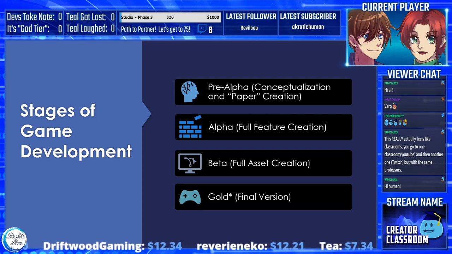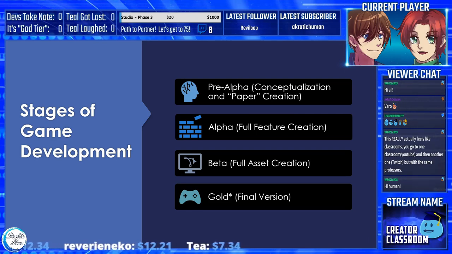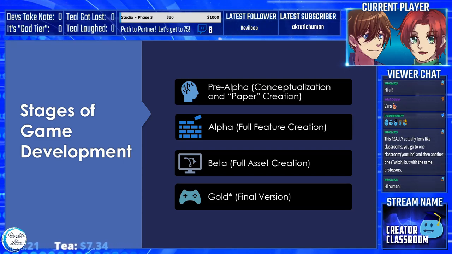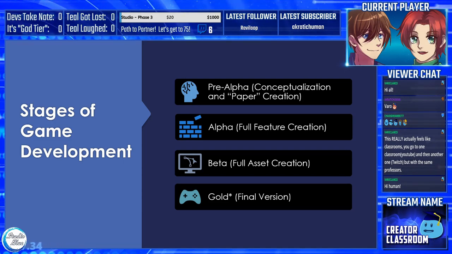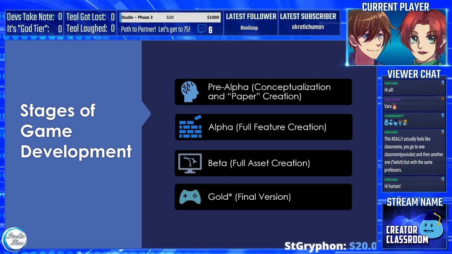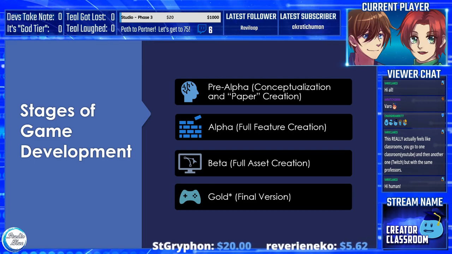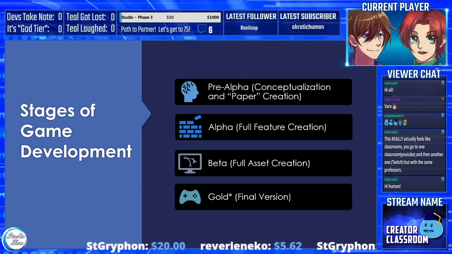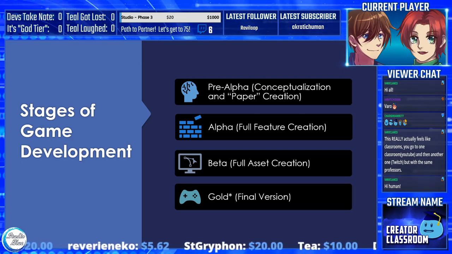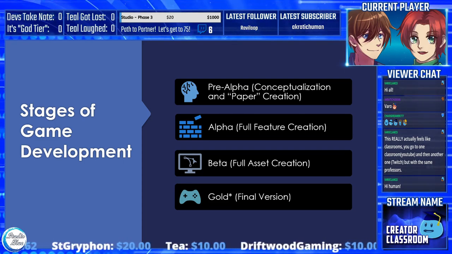Next, there is the alpha stage. During this stage, you create your entire game from start to finish, with all of your features and systems. Any story in the game is bare bones, and the assets can be placeholders. Then there's the beta stage, which is the addition of all the refined writing, assets, themes, etc. The game will be ready for balancing and bug testing at the end of this phase. Finally, there is the gold stage, where the game is ready for publishing.